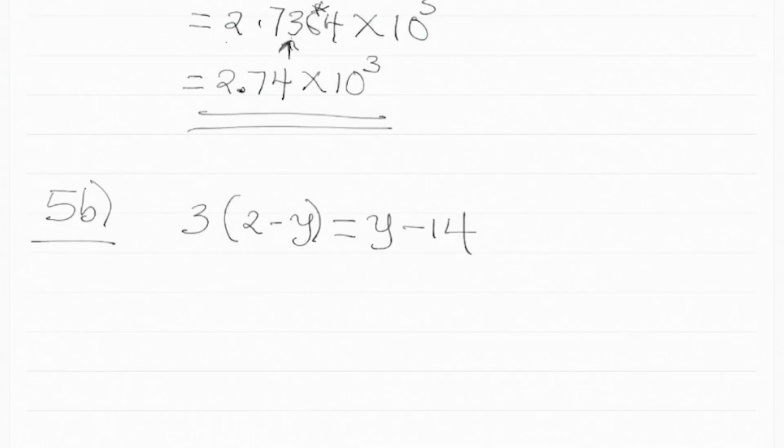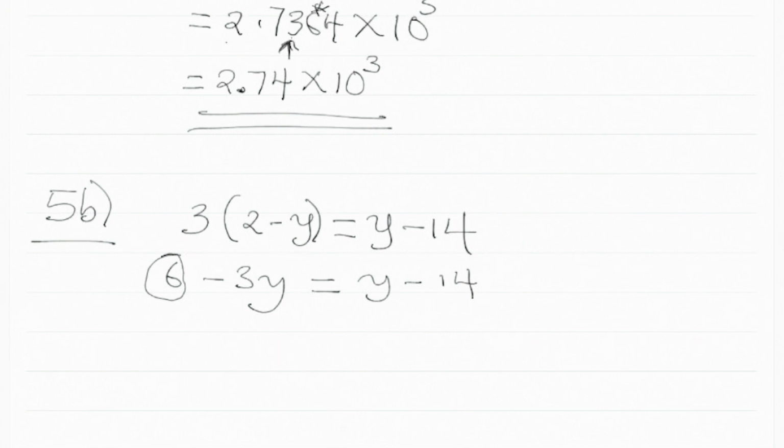This particular question, you need to solve it by using two concepts, namely expansion and simplification. So we start by expanding. 3 times 2 gives us 6. 3 times negative y gives us negative 3y, which is equal to y minus 14. At this stage, since we are solving for y, we need to ensure that we find the value of y. And how are we going to do that?